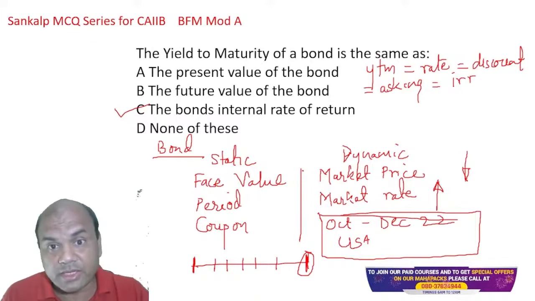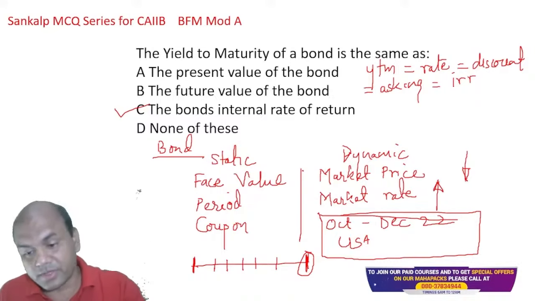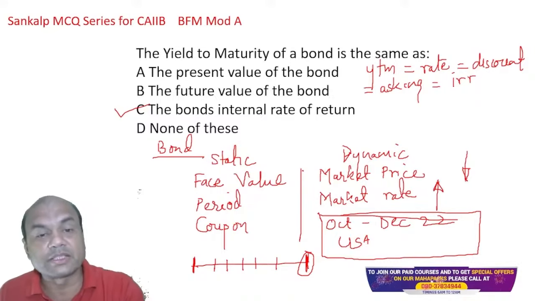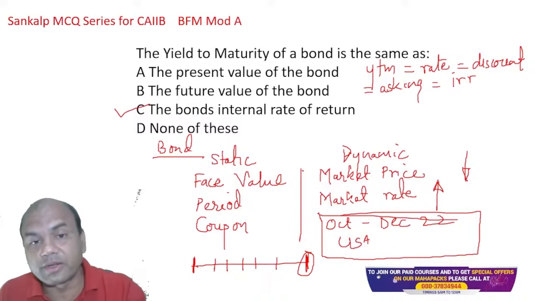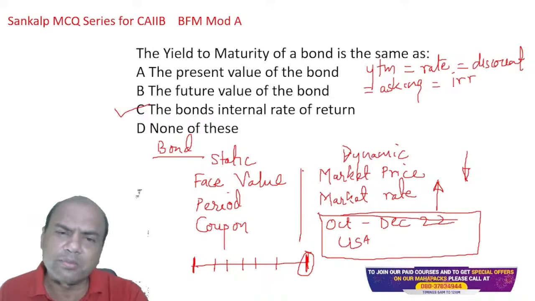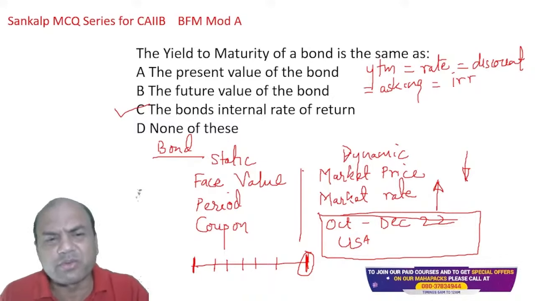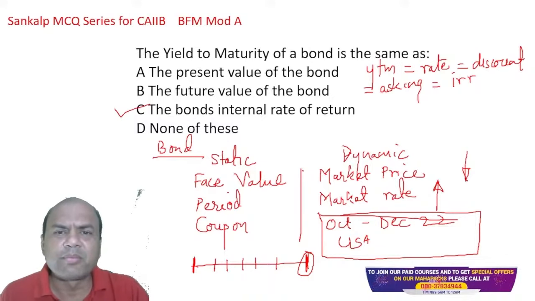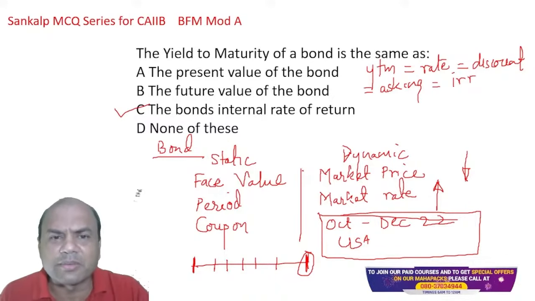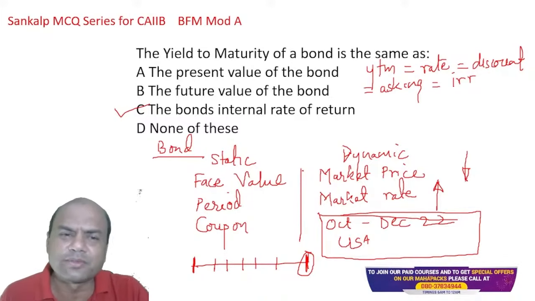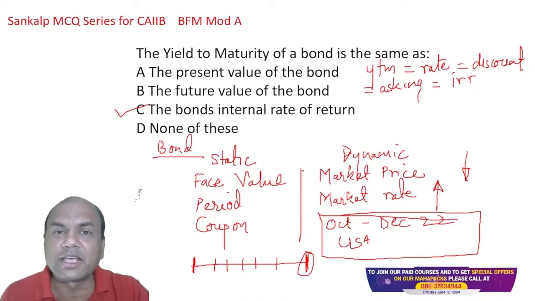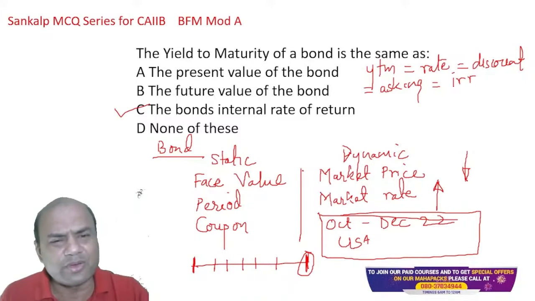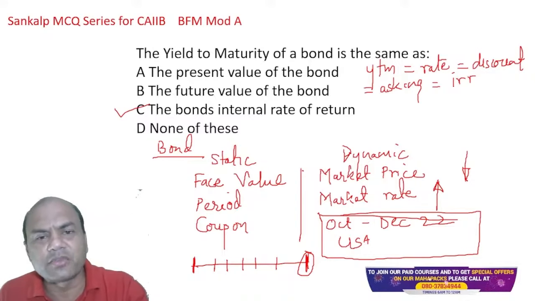Clear, everyone? Concepts are clear, that is important. Type yes in the comment section if you have understood it, so that I'll go ahead. It's not important that I cover many questions, 20 questions. Yes, YTM is the same as the bond's internal rate of return. Next. What's the use of 20 questions? You are in CIIB, not at JIB level. At JIB level you can learn. At CIIB you have to understand.